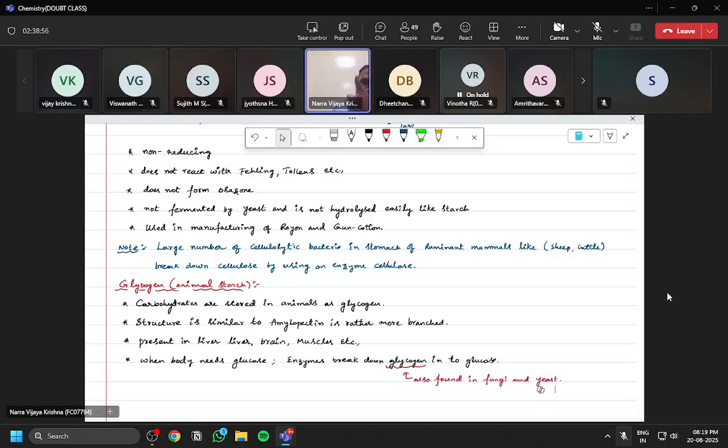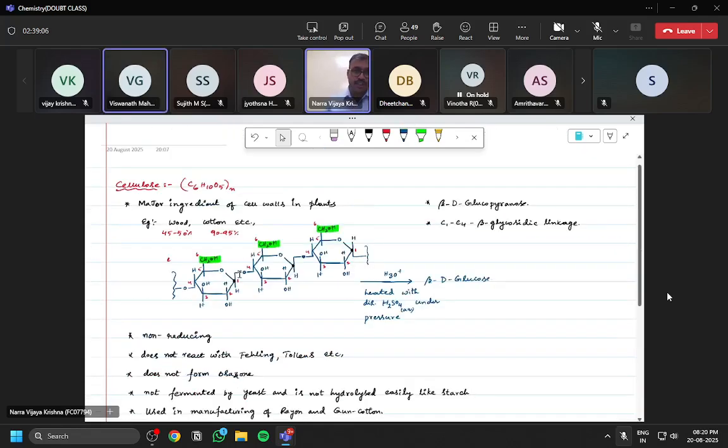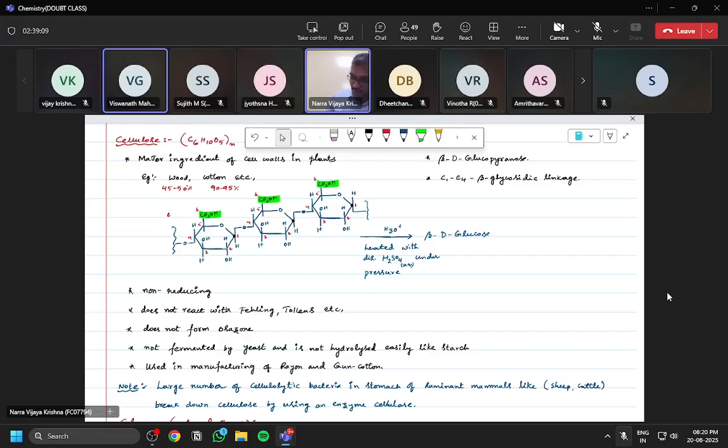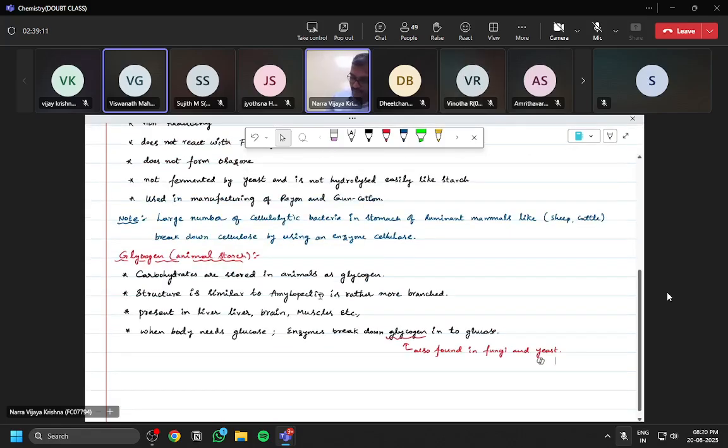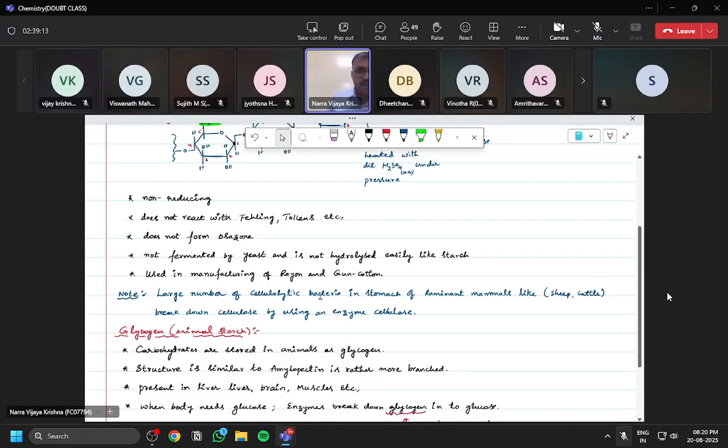The biomolecules chapter covers carbohydrates, proteins, vitamins, and nucleic acids, in which the carbohydrates part is over. So next we need to start the proteins part. Better I will stop today's discussion. This is about the carbohydrates part.